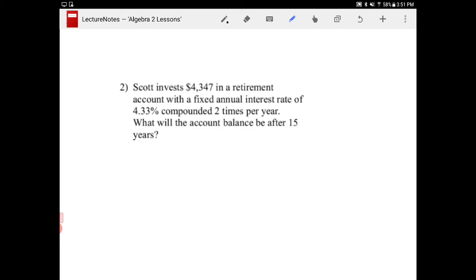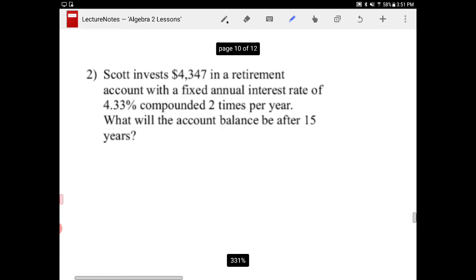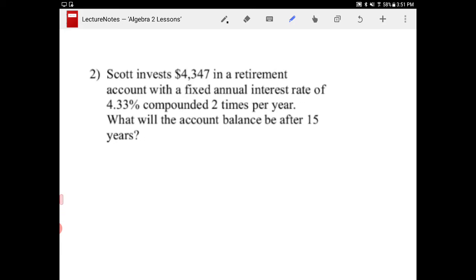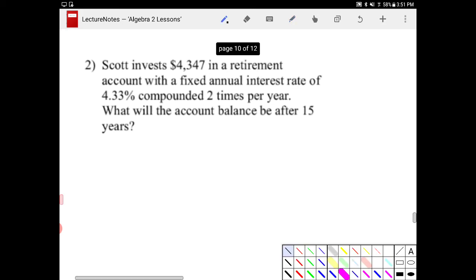So the question here states that Scott invests $4,347 in a retirement account with a fixed annual interest rate of 4.33% compounded 2 times per year. What will the account balance be after 15 years? So let's take a look.